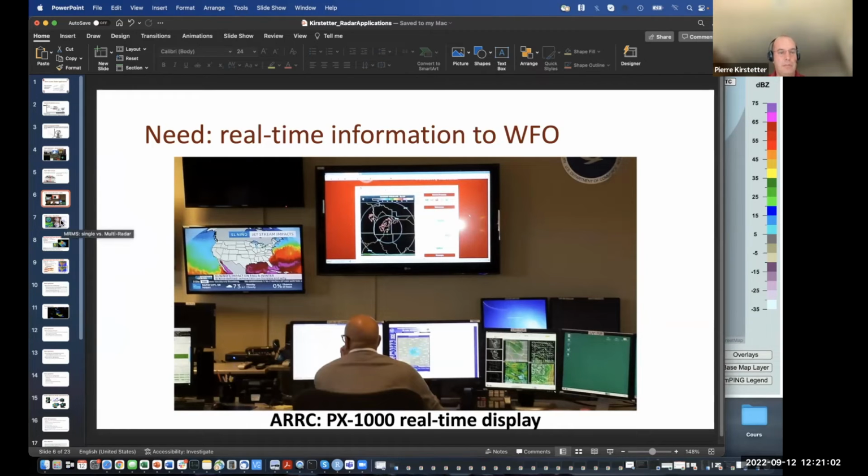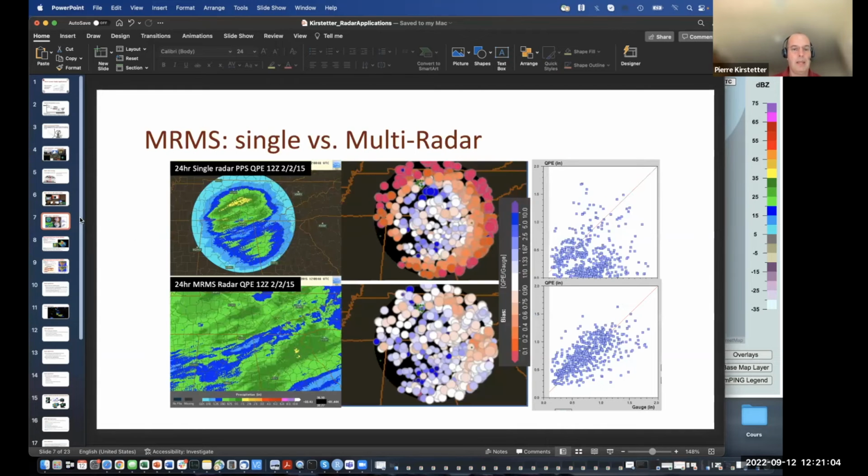So when it comes to application, because of some limitations associated with weather radars that David presented, it is advantageous to use multiple radars nearby that can complement each other. And this is the very basis of an operational system that I'm going to quickly present, the multi-radar, multi-sensor.